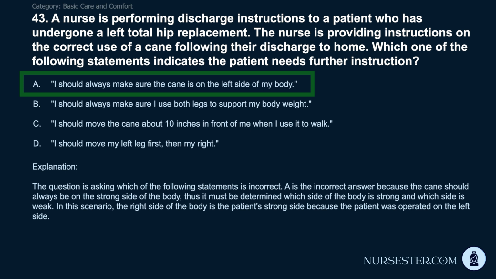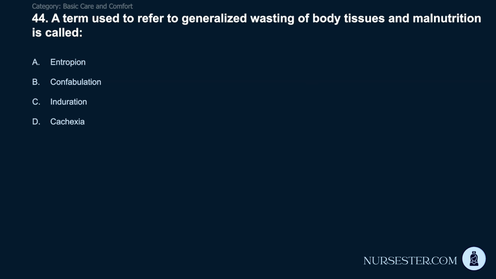44. A term used to refer to generalized wasting of body tissues and malnutrition is called A. Entropion. B. Confabulation. C. Induration. D. Cachexia. Correct answer, D.